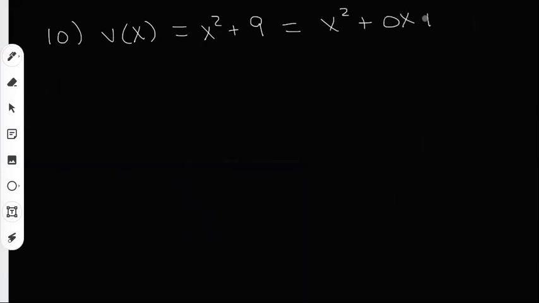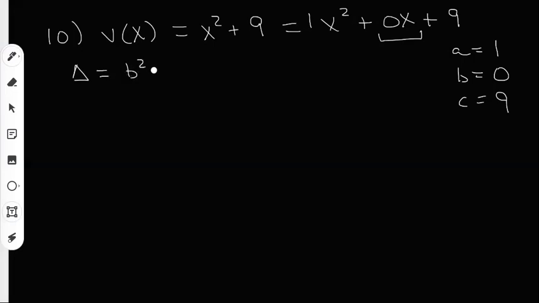All right, and then the second one we're going to do is number 10. V of x is equal to x squared plus 9. Now for this polynomial, we can rewrite that as x squared plus 0x plus 9. Since there's no x in the middle, we fill it in with a 0x. So that way we can figure out what a, b, and c are a little bit easier. The a is always going to be the number in front of the x squared. In this case, it's a positive 1. B is going to be 0. And c is going to be the 9.